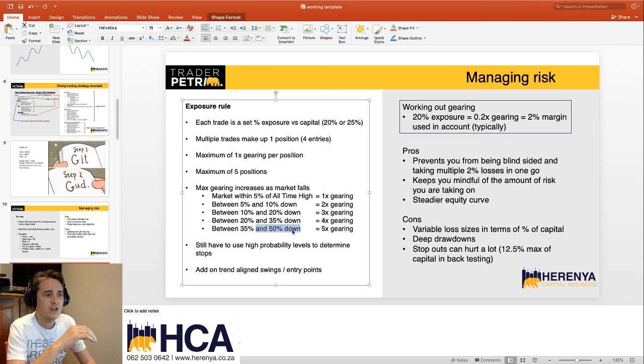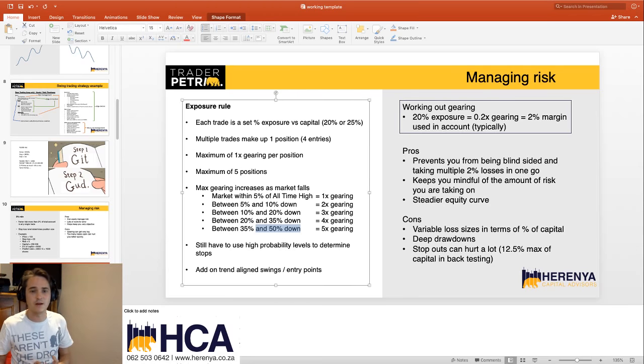If the market comes down 2%, or where we are now, we're in the 3 times gearing mode. Okay, so if my bias here is long or short, it doesn't matter. I know in this phase of the market I can trade 3 times gearing, because the probability of the market going down another 50% from here is a lot lower than the probability of the market going up.